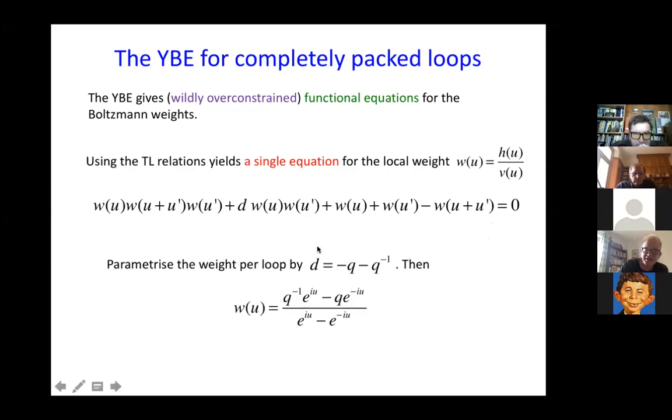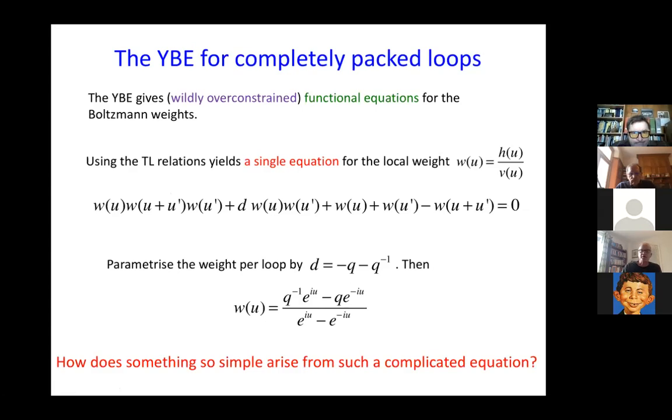But if I just write D equals minus Q inverse, that's an unusual parameterization, but it's easier for this. So you parameterize D as some number Q minus Q inverse. Then you can just see that you plug in that weight, and that solves that nasty functional equation. That's a remarkable thing, and people observed some version of this in the 70s. I don't know, people expect miracles to happen in physics, but I think it's a miracle that something so simple arises from such a complicated equation.